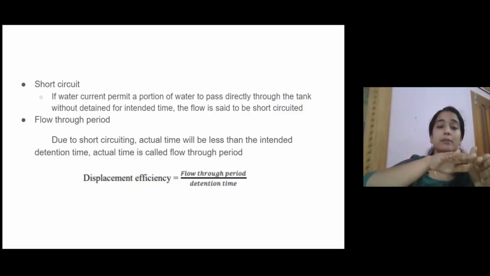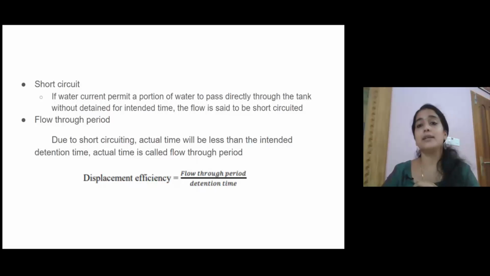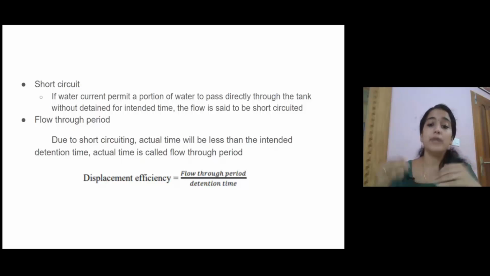Then all the sediments carried in the water body will be carried out to the overflow channel, and the water purification will not happen. This process is known as short circuiting, and we have to consider this short circuiting also while designing a sedimentation tank.